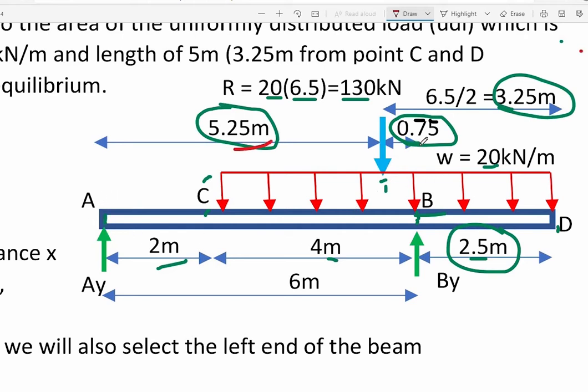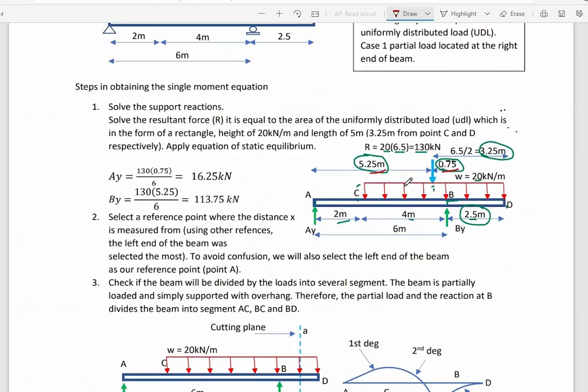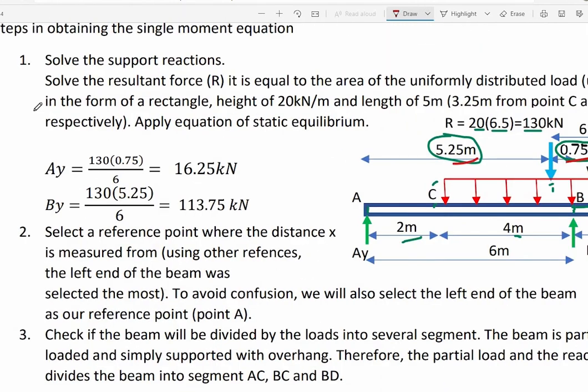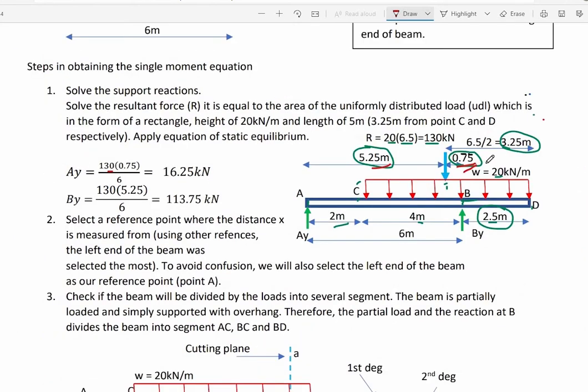We need these two distances in order to apply summation moment at point A and point B to solve for the support reactions. Applying summation moment at point B now, we can obtain this equation that is equal to 130 multiplied by its moment arm, that is 0.75. We divide by the total distance from point A up to point B, that is equal to 6 meters, and the result is equal to 16.25 kN. That is the reaction at point A. Our assumption that it is an upward support reaction was correct because 16.25 kN came out to be positive.